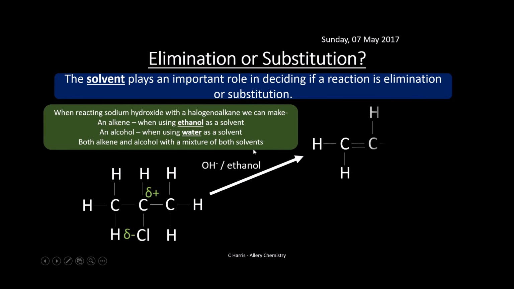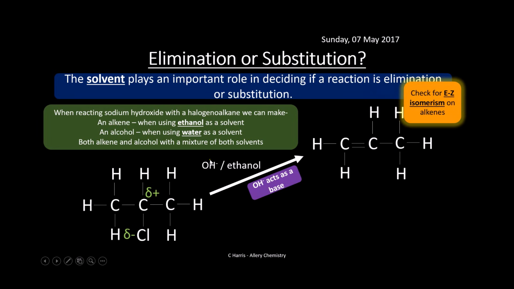Okay, so let's have a look. This one here is your first one. There's your chloroalkane, your 2-chloropropane here. React it with OH minus in ethanol. The OH minus acts as a base because the solvent we're using is ethanol, and we form an alkene. Check out for EZ isomerism as well. There is a video where we looked at EZ in the introduction to organic chemistry. So have a look at that one if you want to check out how you can spot EZ isomerism, because you might get some EZ from that as well.